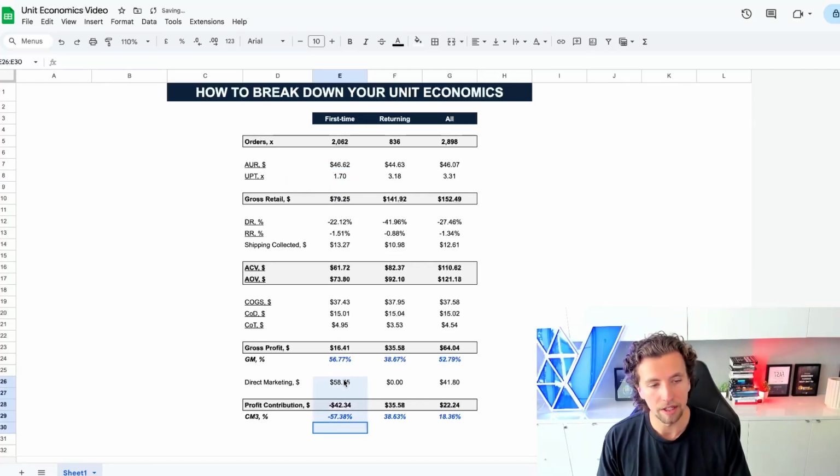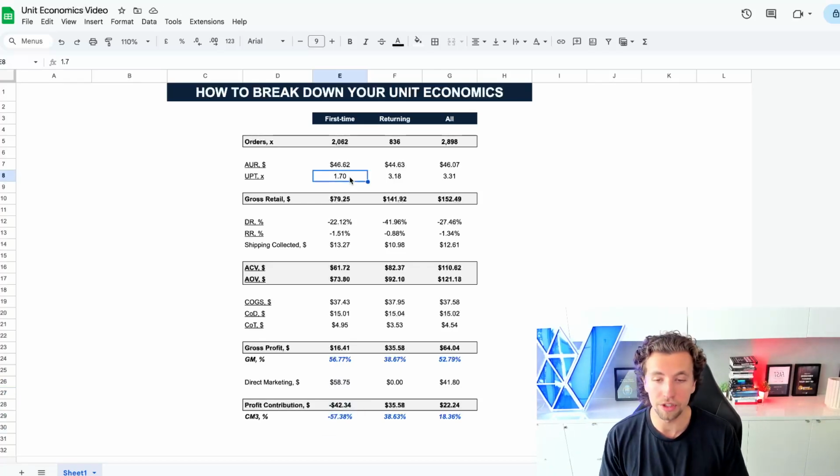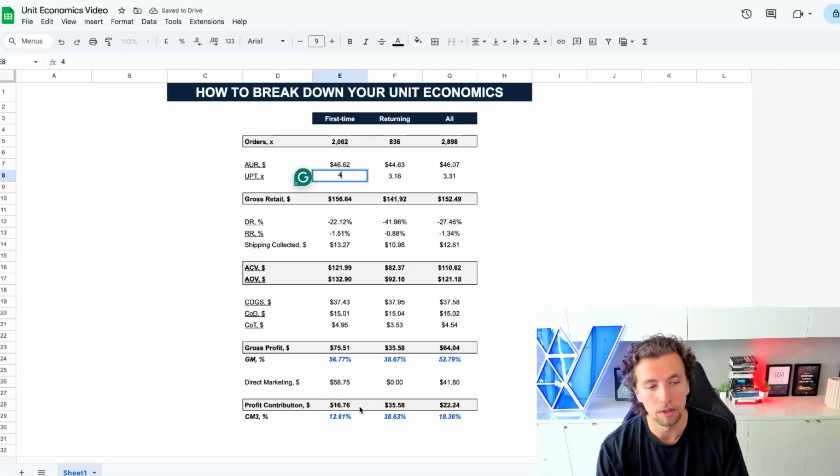So at 1.7, this brand would be losing $42 on acquisition. And so their units per transaction is one of the things that's actually saving them at the moment, how effectively they can push people to buy so many products in one cart. Let's go the other way. Let's go from 3.3 to 4. Once again, watch the number down the bottom here. It goes from 16 and it jumps up to 40.